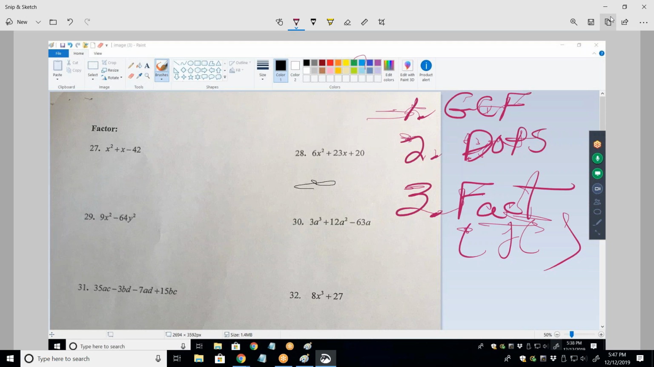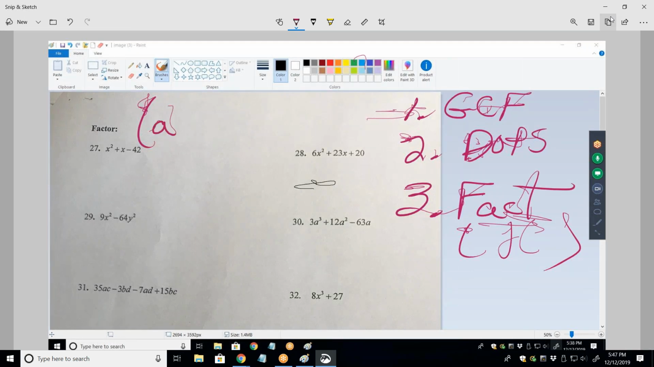Next, difference of perfect squares. Whenever you see something that looks like difference of perfect squares, it most likely is. In other words, you're looking at perfect square numbers that are being subtracted, right? 9x squared is a perfect square number. So is 64y squared. So if you think you are looking at difference of perfect squares, the answer is really easy.